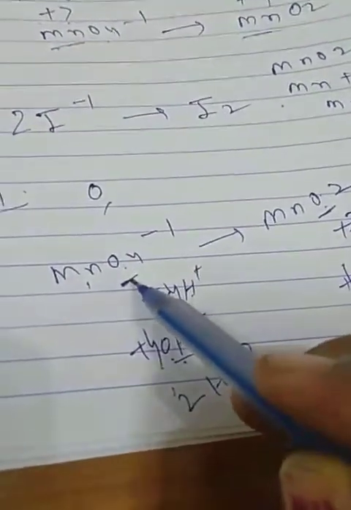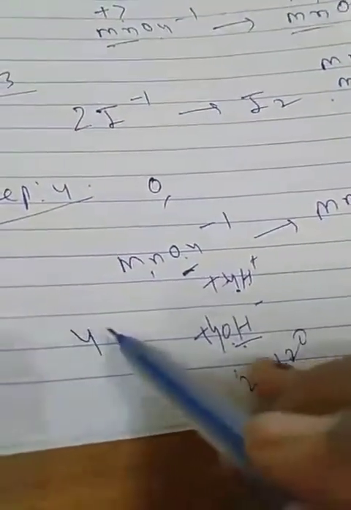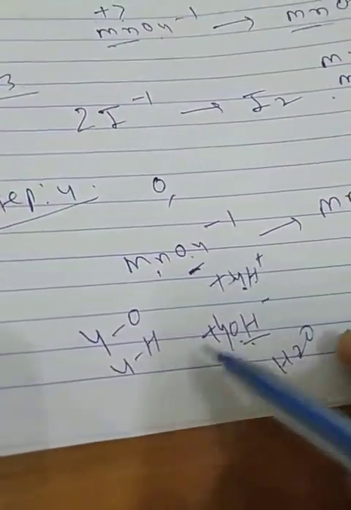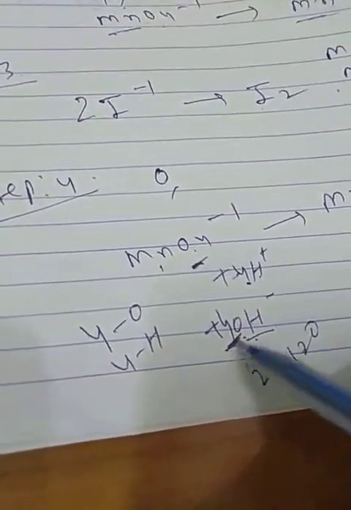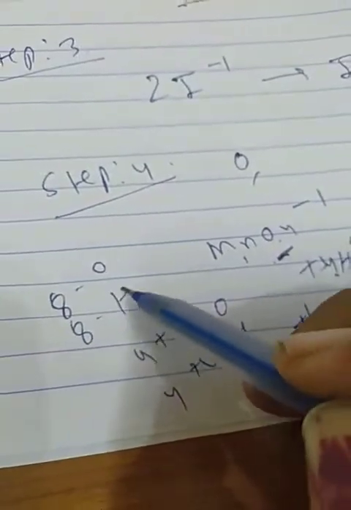Total oxygen you have to count. Oxygen 4. I am writing here: 4 oxygen, 4 hydrogen, again 4 oxygen here. This we will write afterwards. So 4 oxygen, 4 hydrogen, 4 hydrogen again and 4 oxygen again. So 4 plus 4, 4 plus 4. So 8 oxygen and 8 hydrogen.